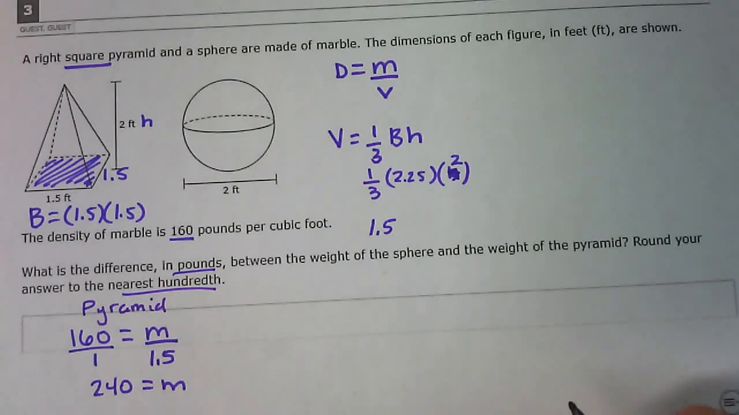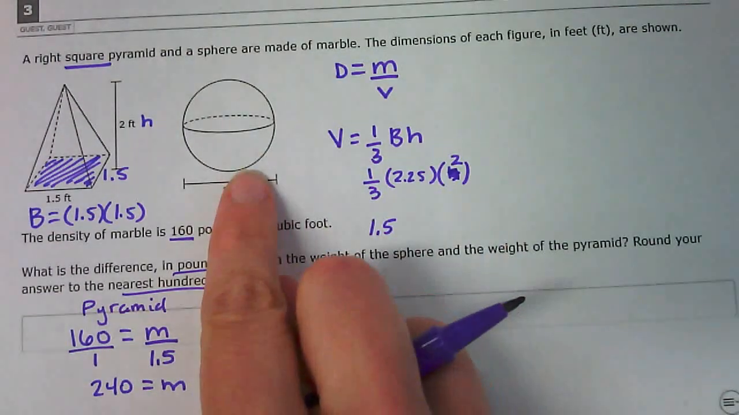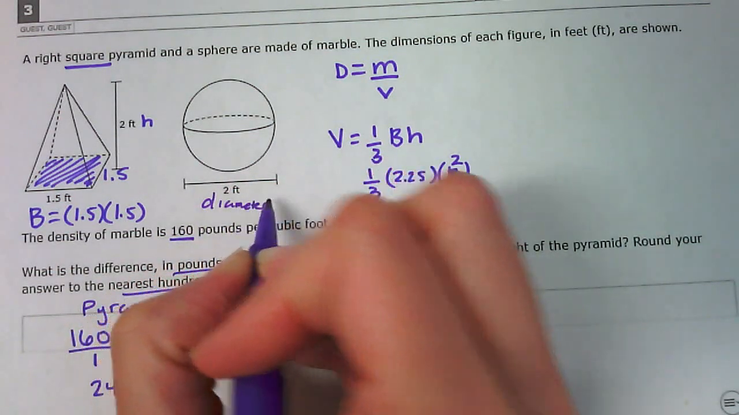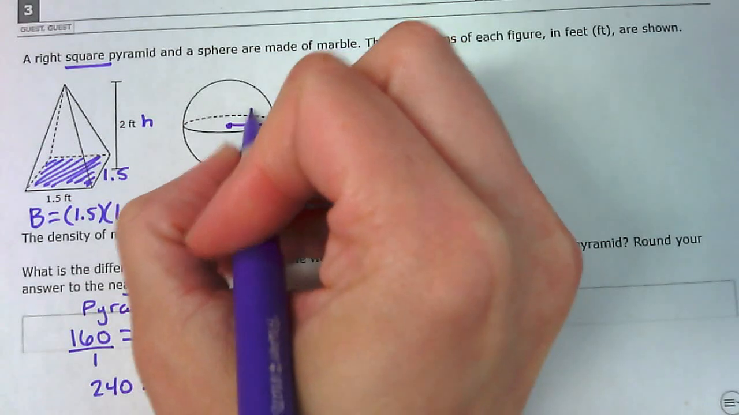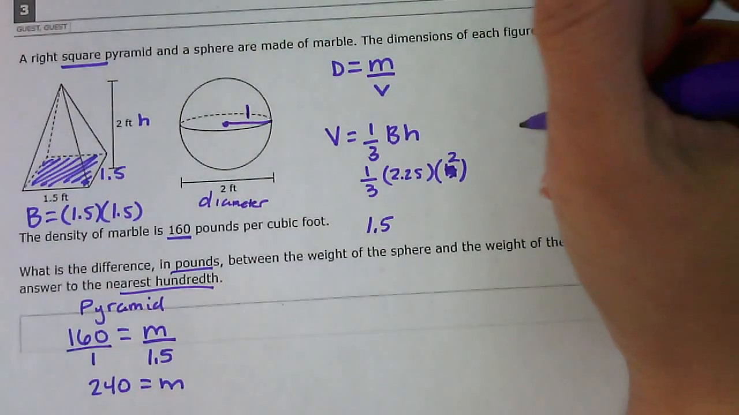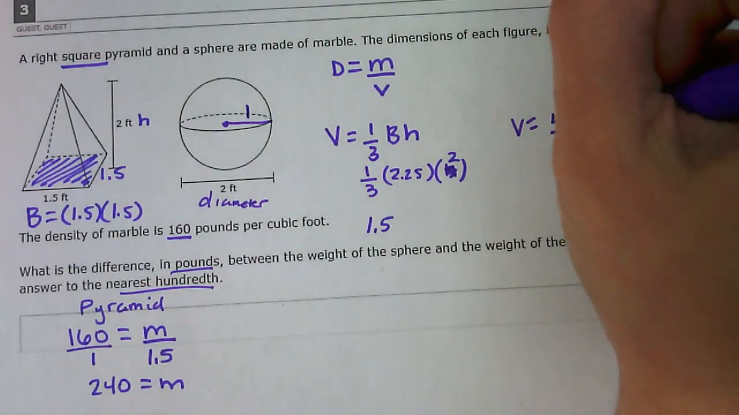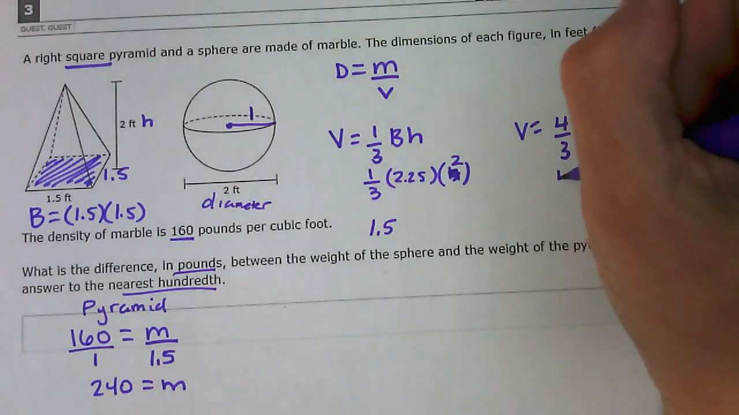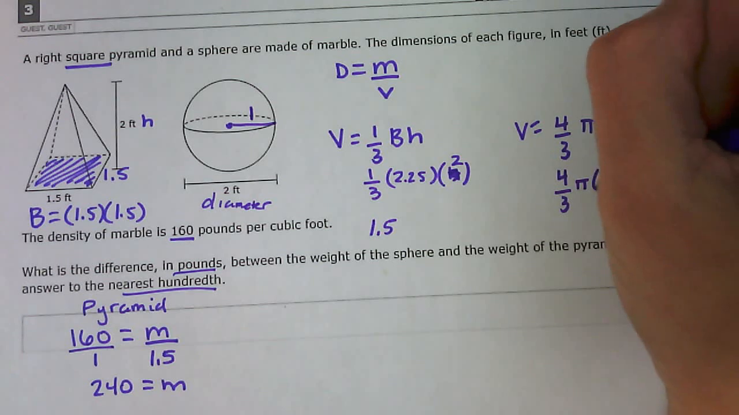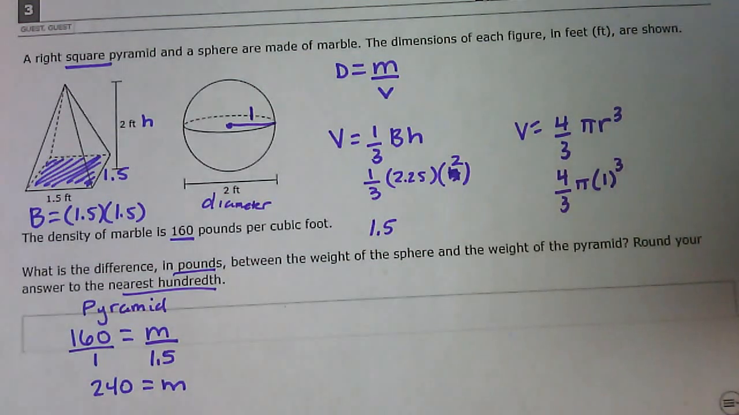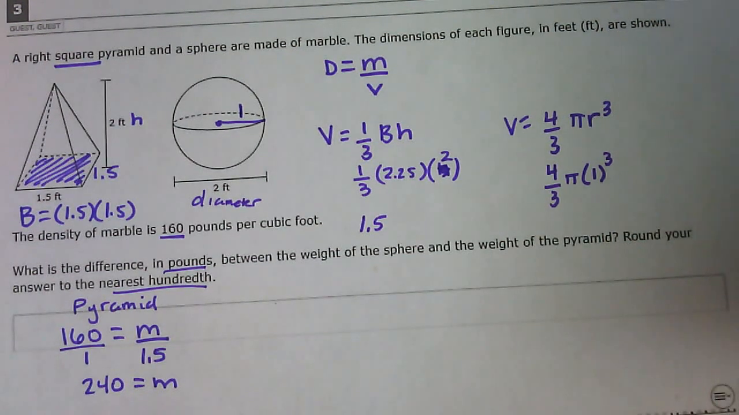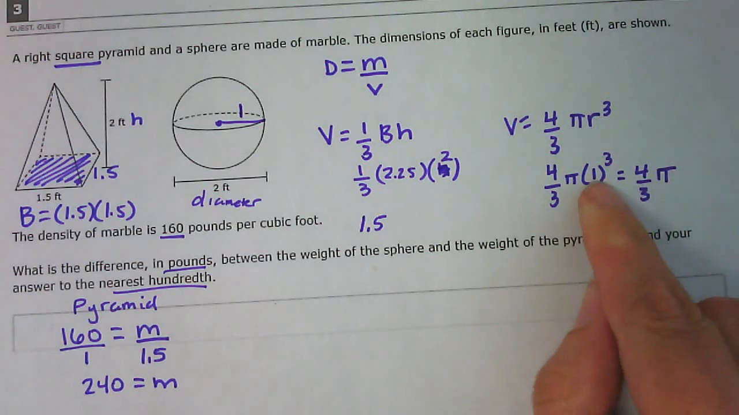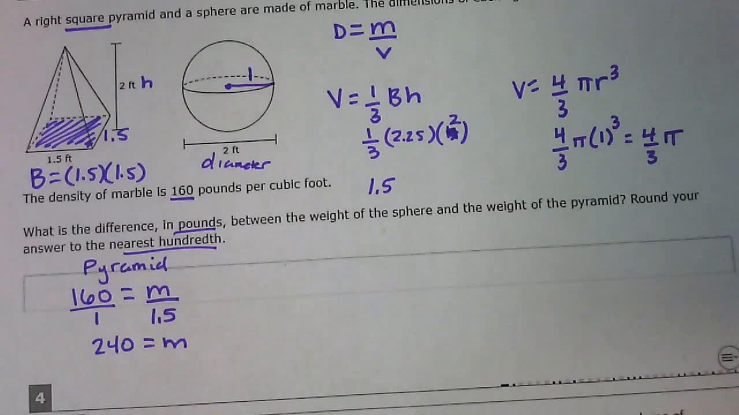I still need to figure out the volume for my sphere. I see this is 2. That's my diameter. So that would mean that my radius is 1. Volume for a sphere on my reference sheet is 4/3 pi r to the third. So in this case, our r value is 1. When I work that all out, I'm going to get 4/3 pi because 1 to the third is just 1.